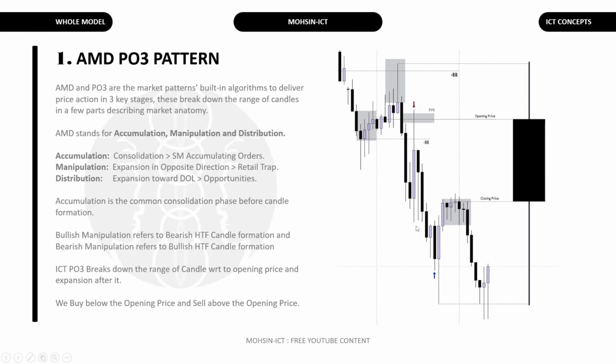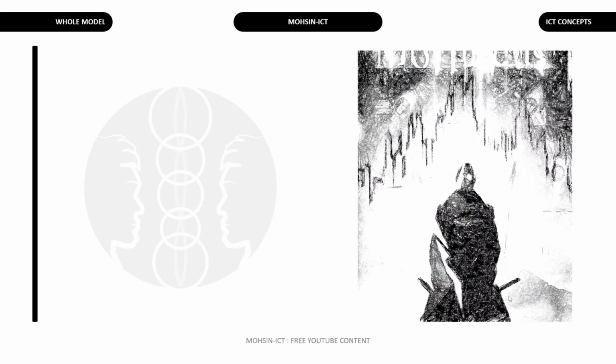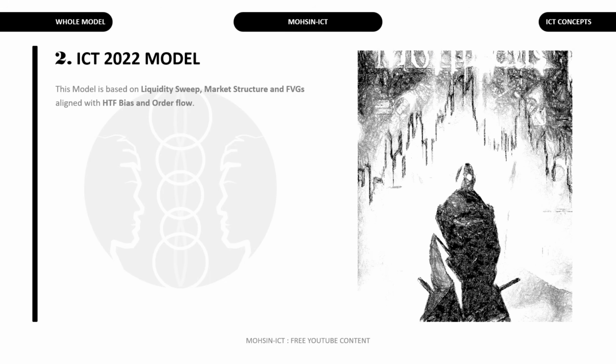We sell and then buy below the opening price near the closing price. Our next step is the model, which is the ICT 2022 model. This model is based on liquidity sweep, market structure, and fair value gaps aligned with our higher time frame bias and order flow. Finding the correct drawn liquidity aligned with the higher time frame PO3 AMD pattern is crucial in order to enter profitable trades using this model.